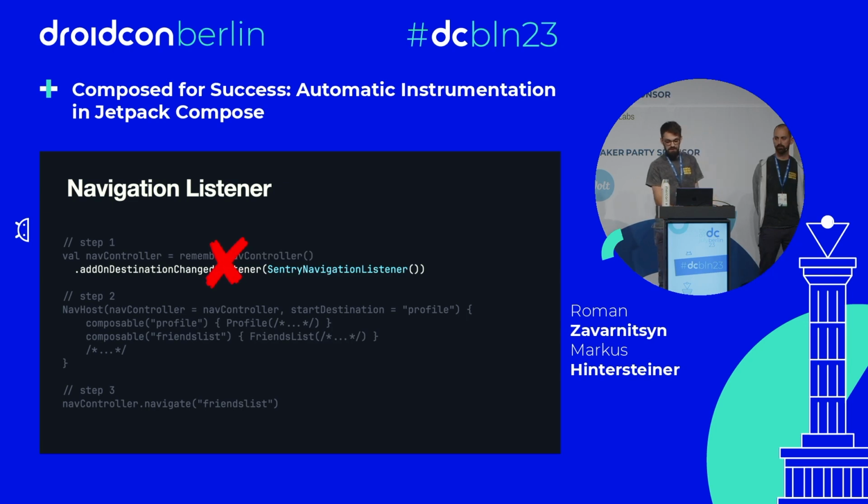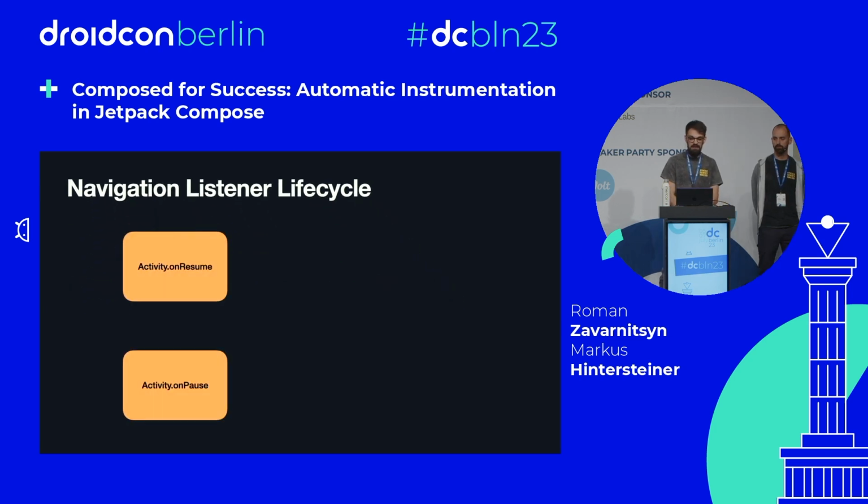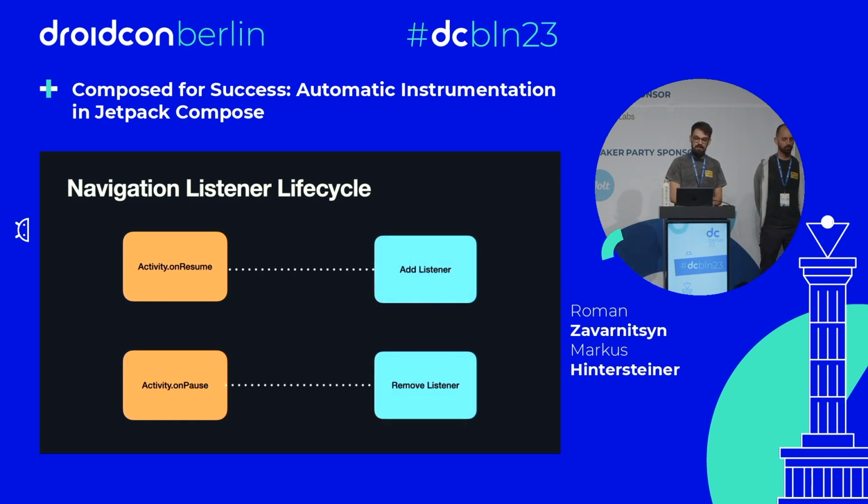So we started looking into ways how we can actually control that better. And our idea was to bind this to the activity lifecycle. So when our activity enters the onResume state, we would add the destination listener or navigation listener, and when it enters the onPause state, we would remove it. And this way, we would ensure that there is only one navigation listener when the screen is active.